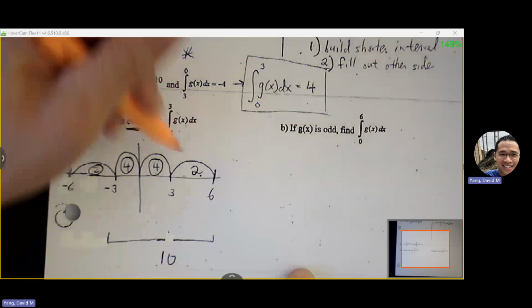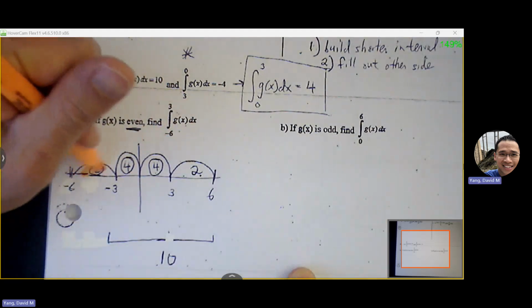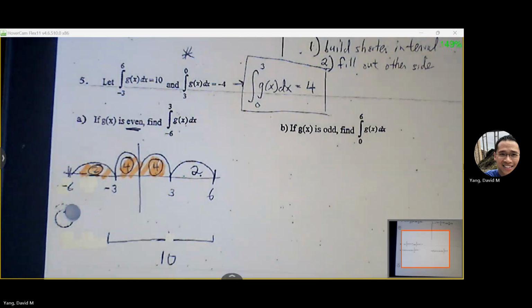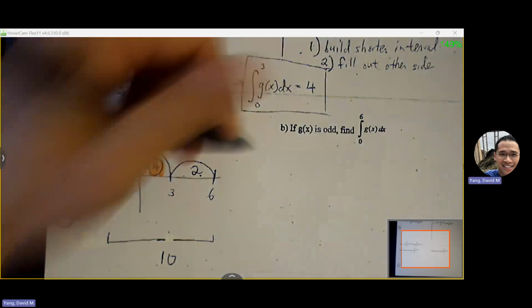So now we're trying to figure out the region from -6 to 3. And that gets us what? 10.